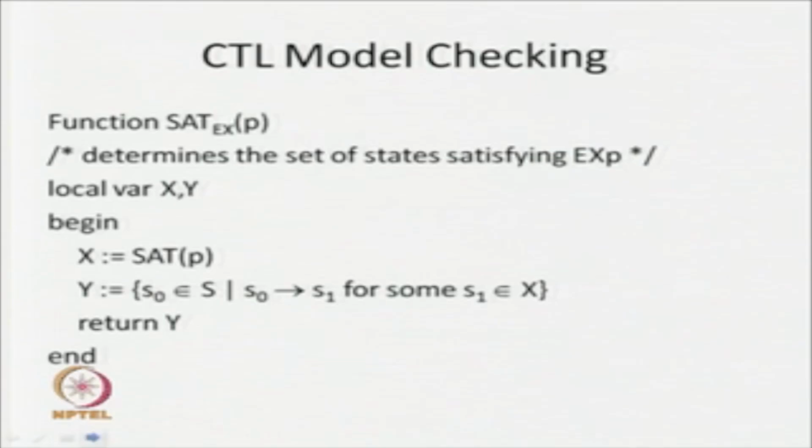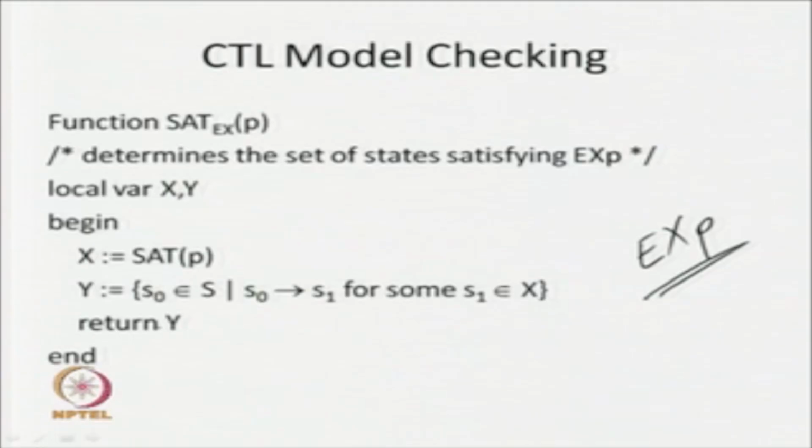The first operator we are talking about is EX p, that means there exists a path where next state p is true. This is the simple procedure. First we take all the states where p is true. Satisfy of p returns all the states where p is true. We collect those states from which we have a transition to S1, such that S1 belongs to this particular set X. This is basically the evaluation of EX.